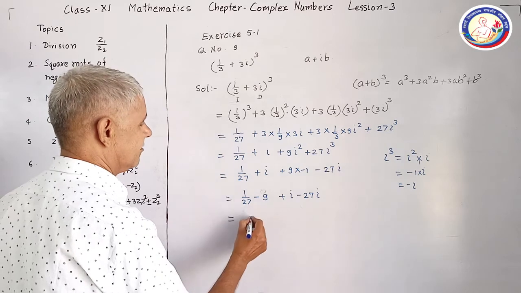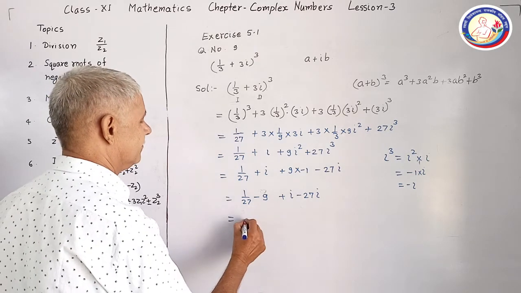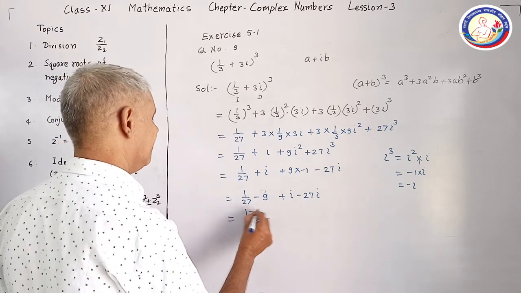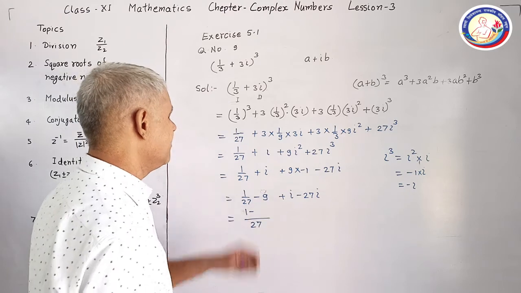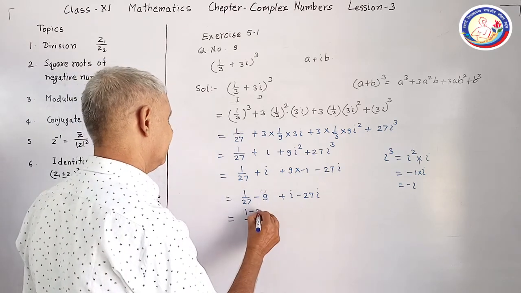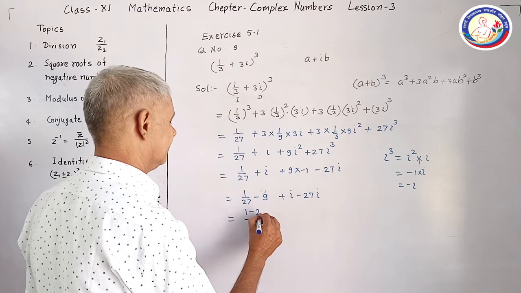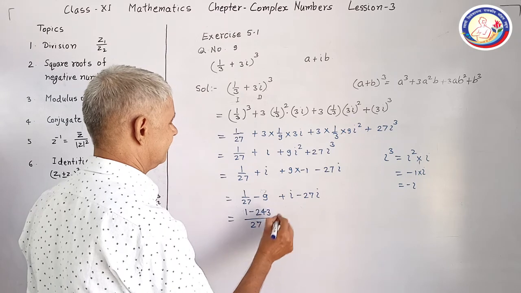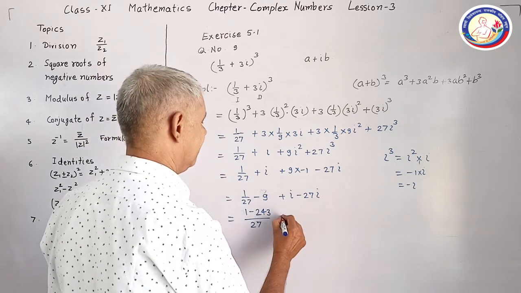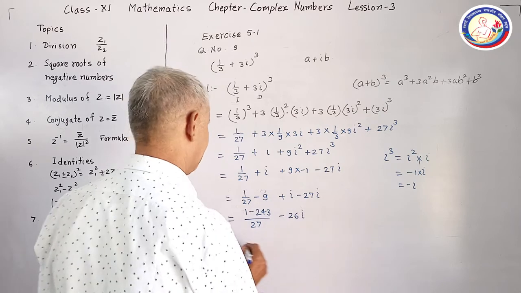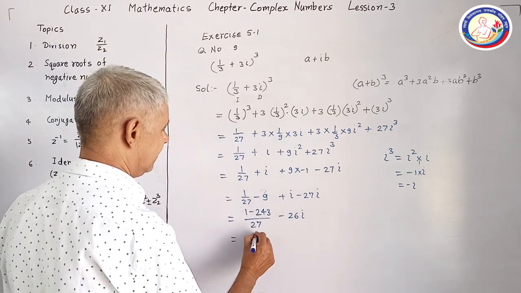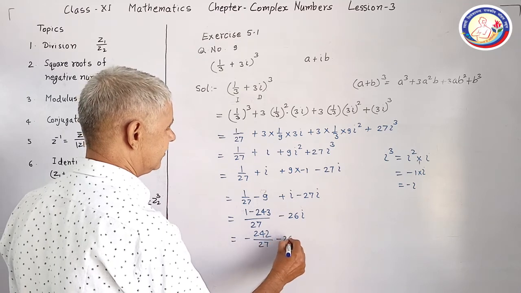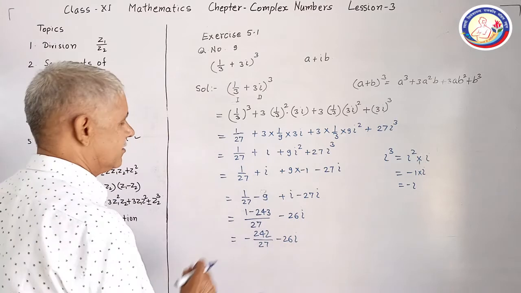This will be, taking LCM as 27, 1 minus multiply 27 by 9. We will get 243. And this will be minus 26ι. So subtracting we get minus 242 upon 27 minus 26ι. This is the required answer.